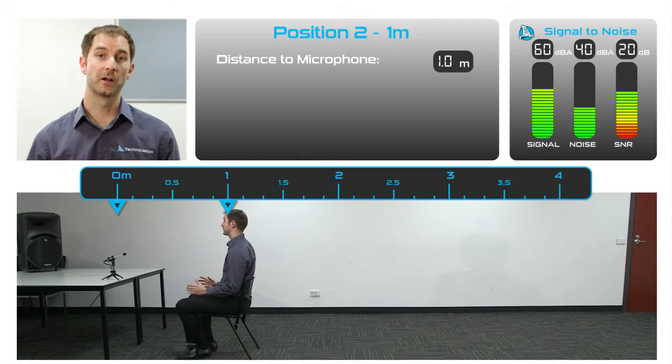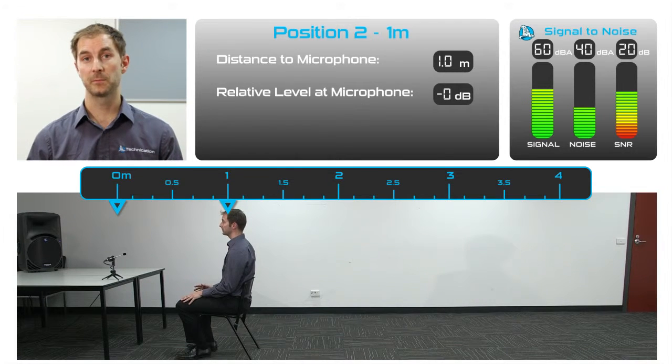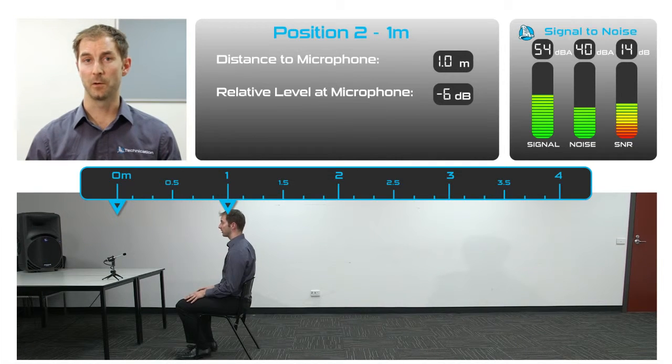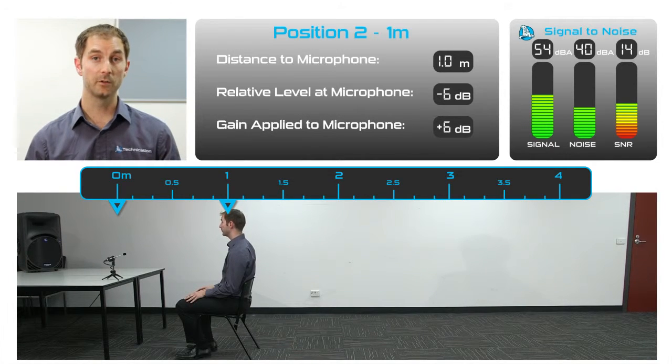If I move away from the microphone, the level of my voice drops by approximately 6 dB for every doubling of distance. This is known as the inverse square law and is a common property of many physical phenomena. So, because my voice has dropped by 6 dB, we need to compensate by increasing the gain on the microphone by 6 dB so that the output level remains the same. The level of the noise at the microphone hasn't changed though, so now our signal-to-noise ratio will only be 14 dB and the noise will be noticeably louder.